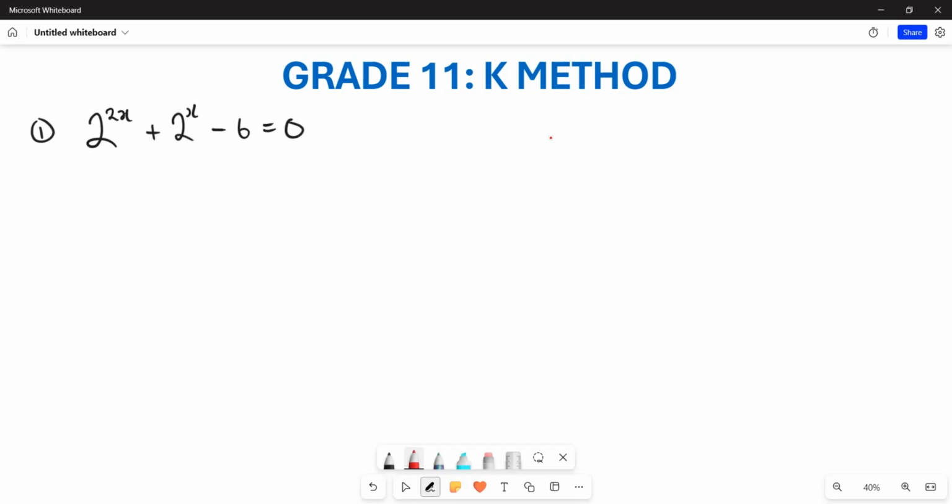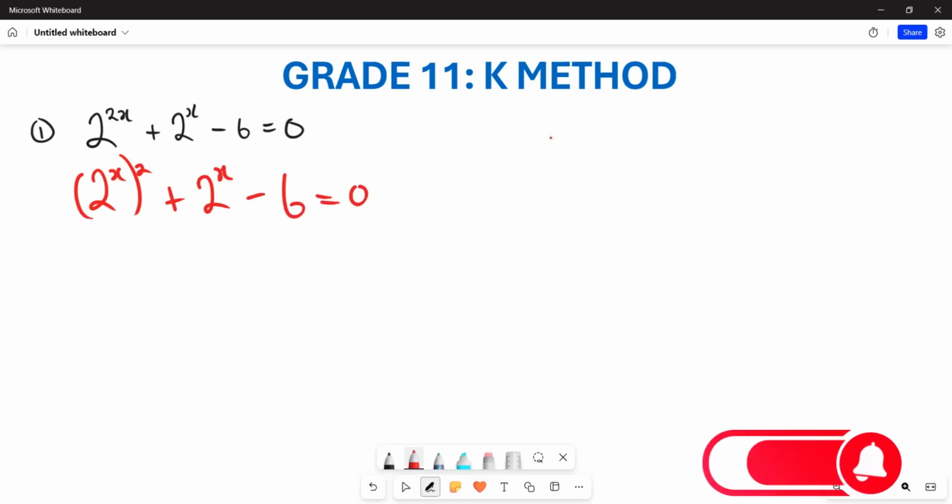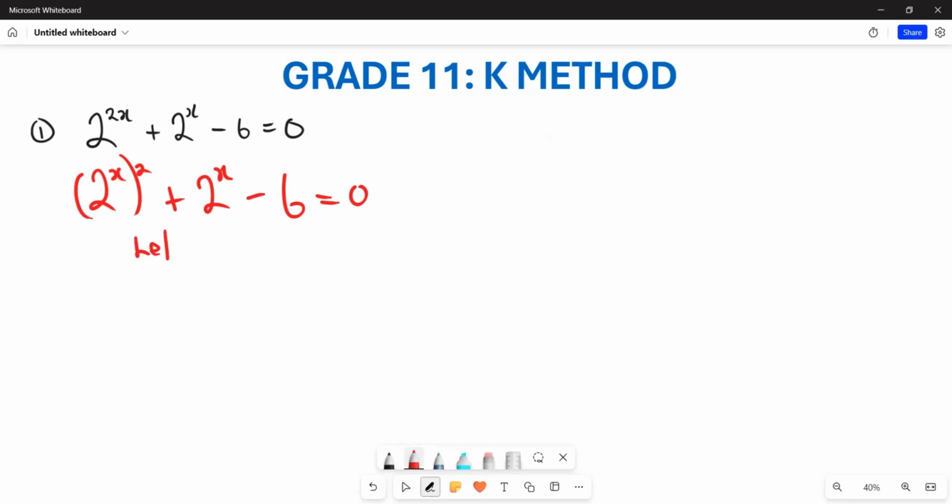We have some fundamental basic principles when it comes to using our K method. Firstly, you can still represent this as 2 to the power of x, close bracket, squared, plus 2 to the power of x subtract 6 is equal to 0. Whenever we are using our K method, we are going to let 2 to the power of x be equal to k. Which means where there is 2 to the power of x, you are going to put in your k.